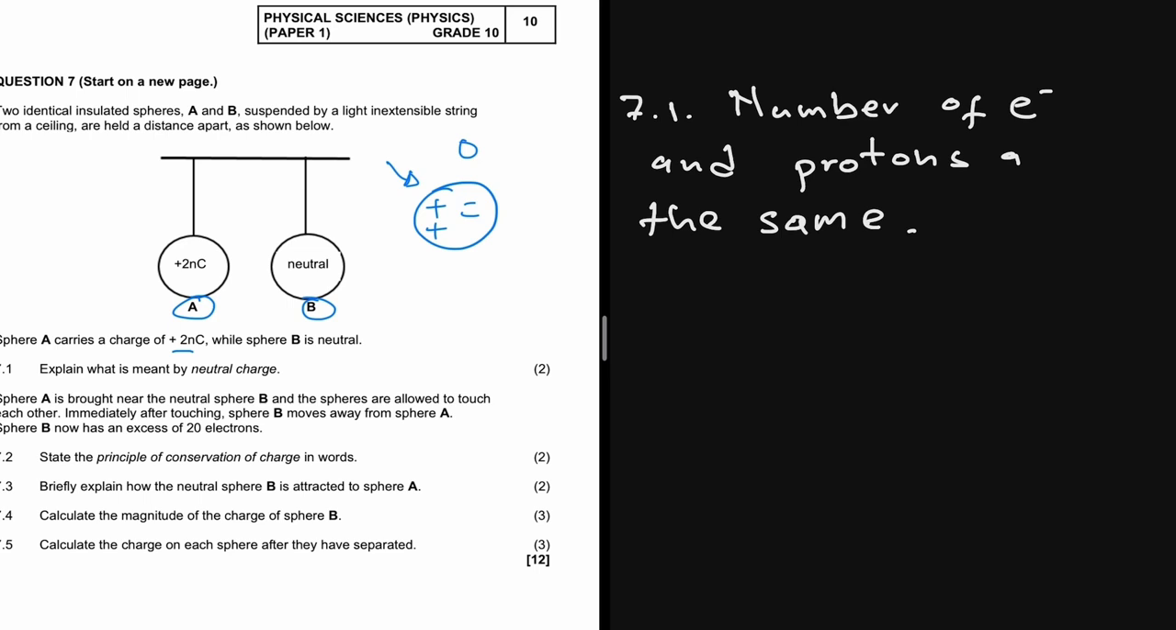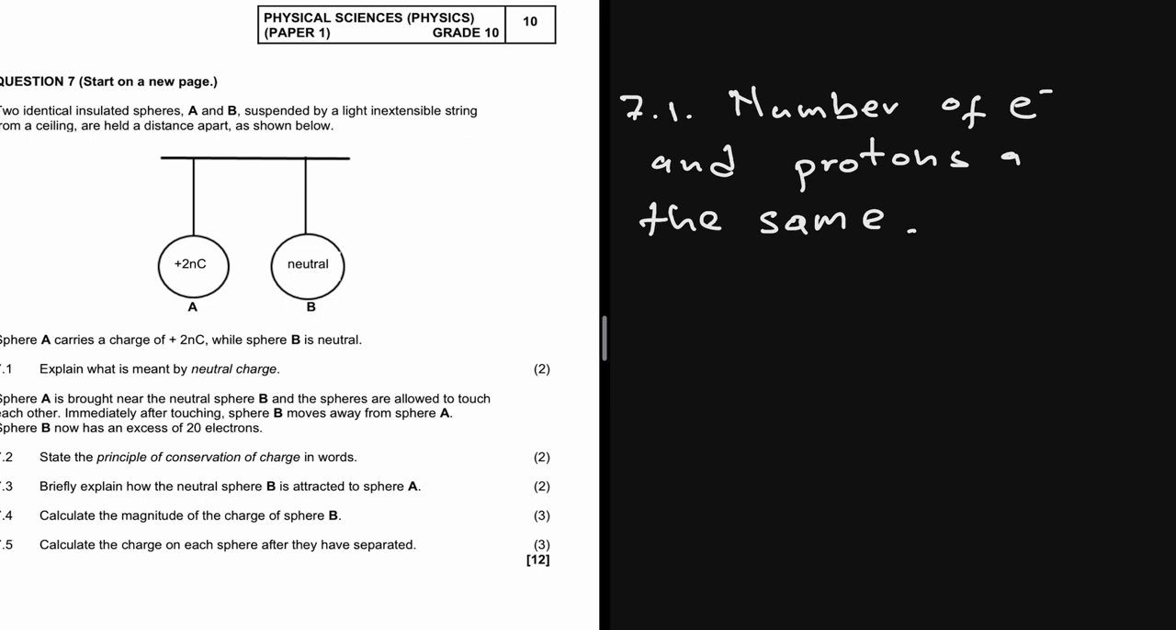But if you start to have an excess of electrons, that is when you get a negative charge, or when you have an excess of protons, that is when you're going to have a positive charge, like here. You can see here we have an excess of protons. That means protons are more than electrons in this case. That is how we can explain a neutral charge.